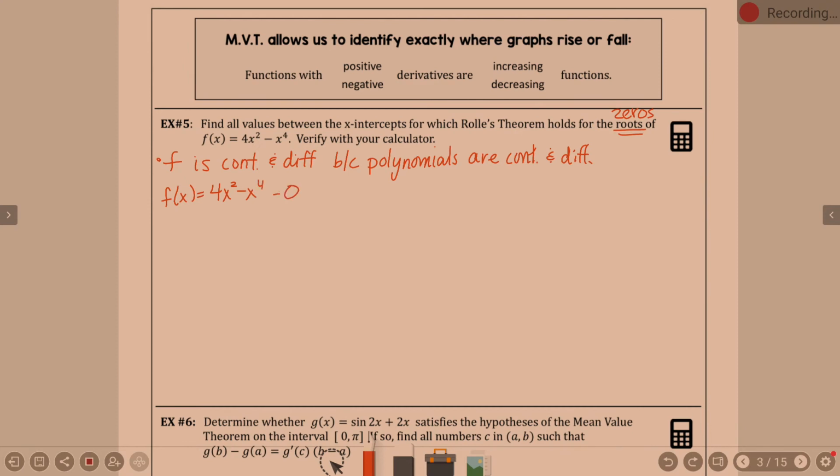What can I do with 4x squared minus x to the fourth? Yeah, factor out x squared. How about, can I factor out negative x squared? Would you guys be okay? I guess it doesn't matter. If I just factor out x squared, then this is 4 minus x squared, right? And then you could go ahead and set equal to 0 right here if you want, or you could continue factoring. I can say x squared equals 0, and I can say 4 minus x squared equals 0.